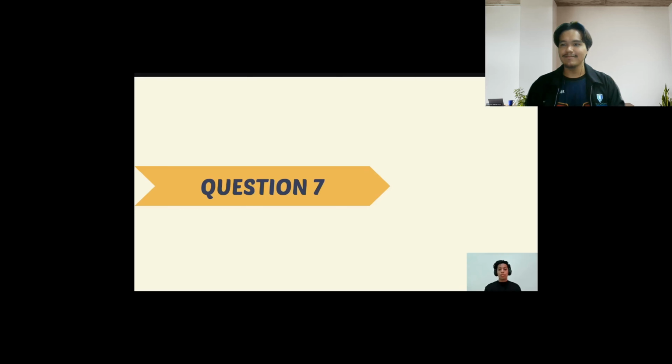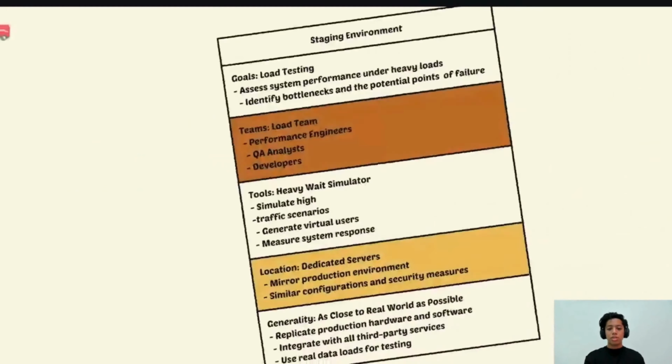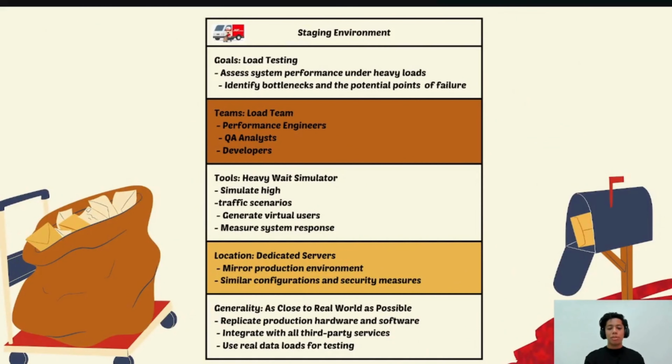Thank you. Today I will continue for question 7, where I will explain about the staging environment. For the staging environment, I will explain two things, which are tools and location. For the tools, for JNT Express, the heavyweight simulator can simulate thousands of users accessing the package tracking feature simultaneously, or numerous delivery requests being processed at once. This will help in assessing the system's scalability and identifying performance bottlenecks.